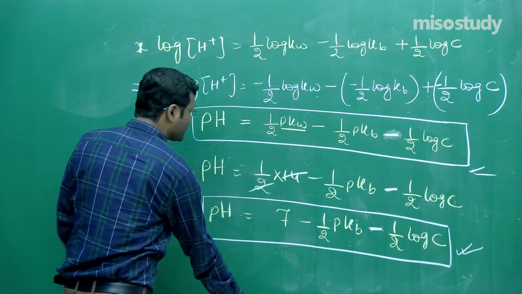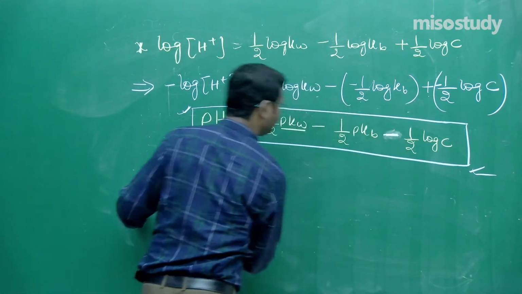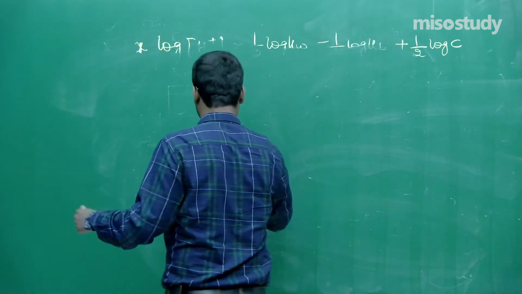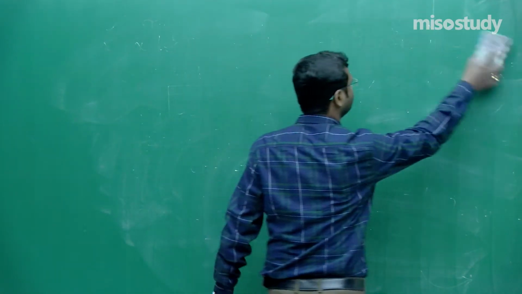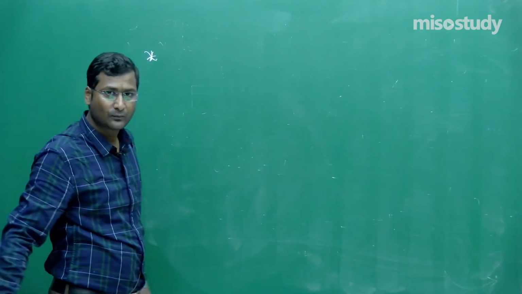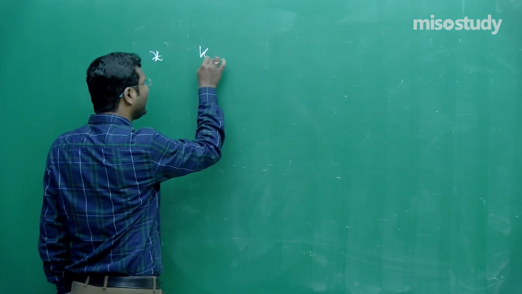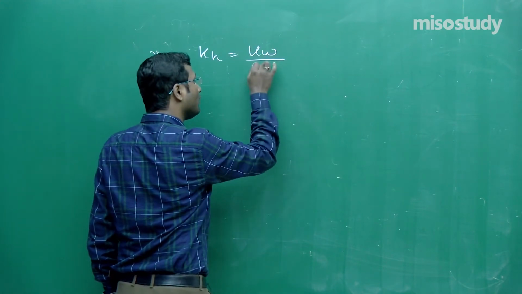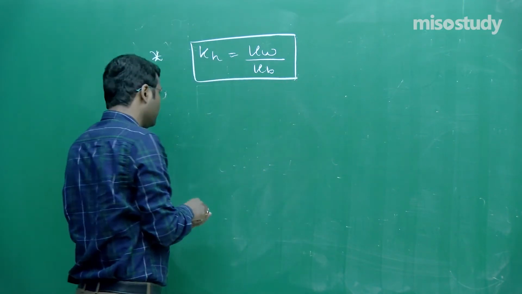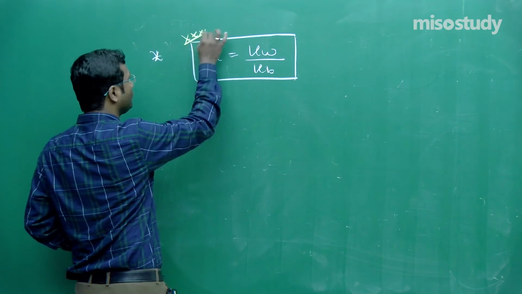Now I'm moving to the next topic. My next topic is why Kh is equal to Kw upon Kb. Why do we take Kh equal to Kw upon Kb? What is the reason behind it? I am going to explain.